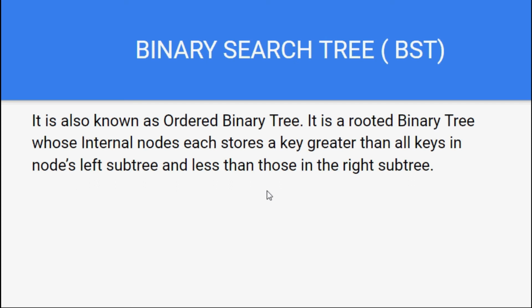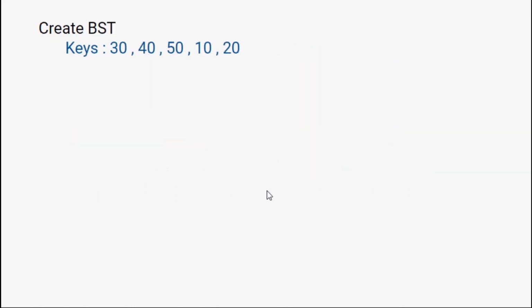Okay, let's just understand this concept with the help of an example. Suppose we need to create a BST and the keys are 30, 40, 50, 10, 20. We have taken random numbers. First of all, since the key is 30, I am going to place 30 as my root node. Okay, then is 40.